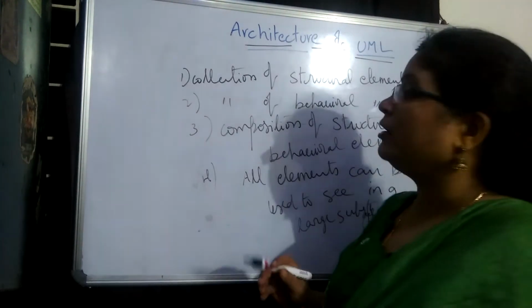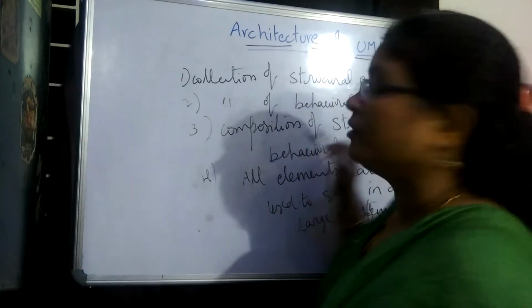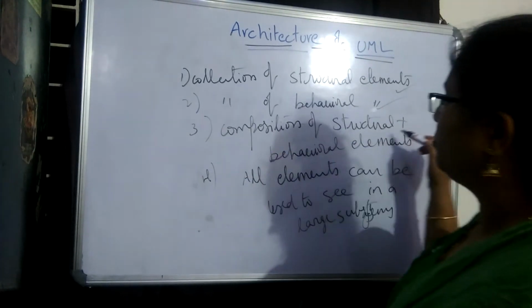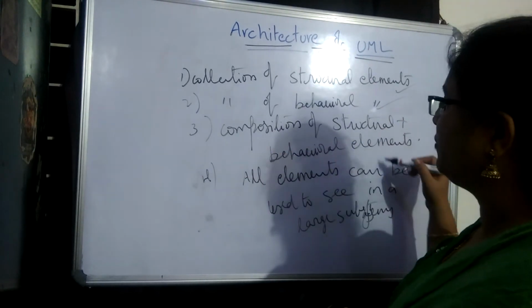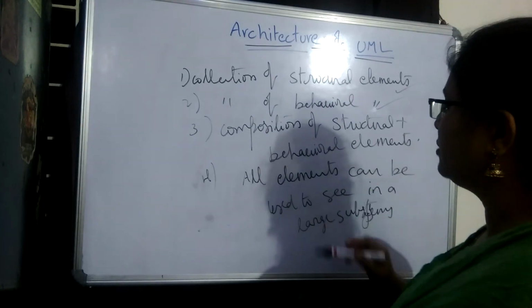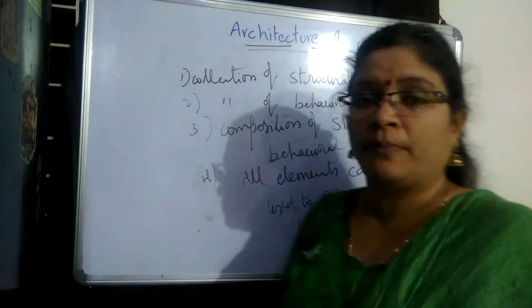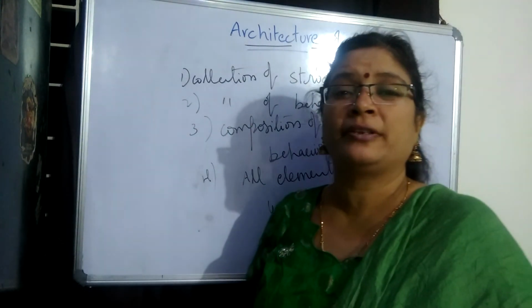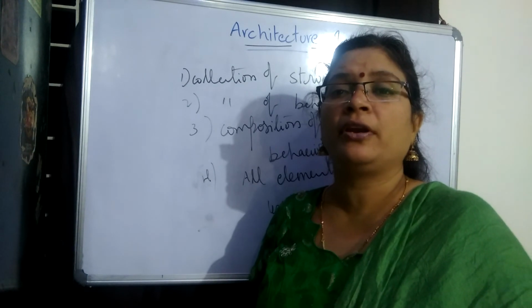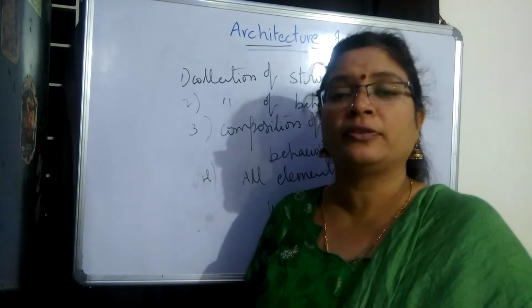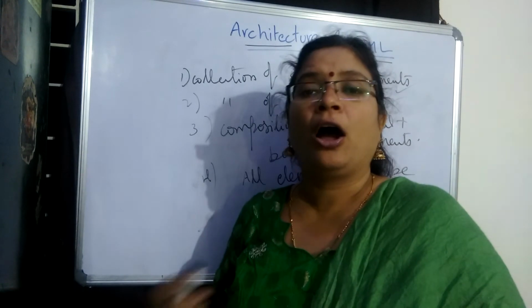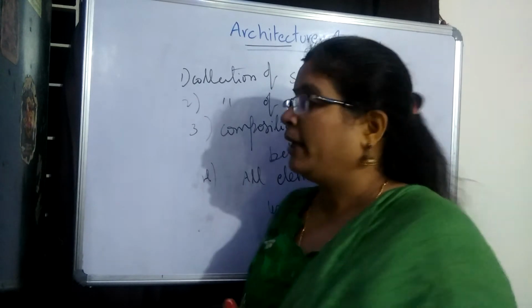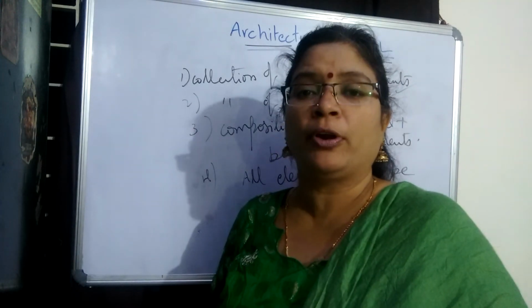Like that, we have multiple views. The first one is the collection of structural elements, the second is the collection of behavioral elements, the third is the composition of both structural and behavioral elements, and finally all these elements used to see in a large system that we are going to develop. Like that, the architecture contains structural elements, behavioral elements, the composition of both, and finally how all these elements are composed in a large subsystem you are going to develop. Like that, the architecture can have multiple elements.